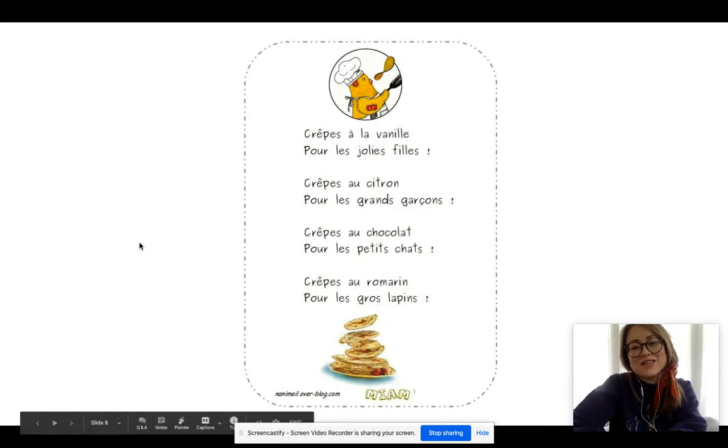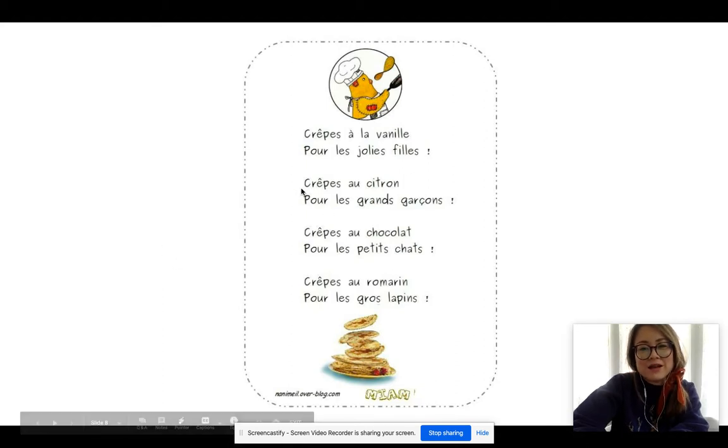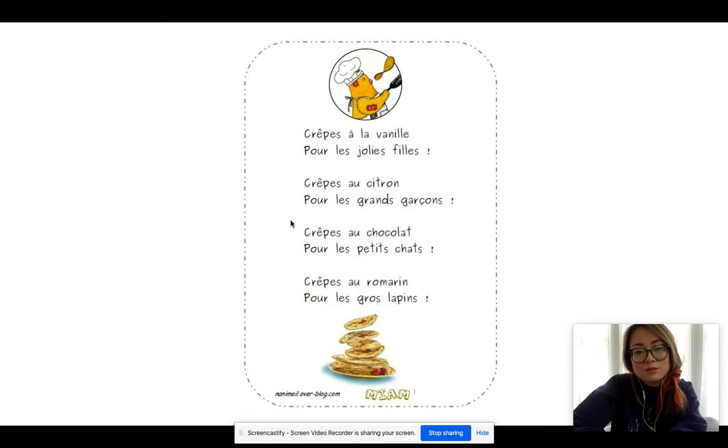All right. Voici un poème pour la Chandeleur. Crêpe à la vanille pour les jolies filles. Crêpe au citron pour les grands garçons. Crêpe au chocolat pour les petits chats. Crêpe au romarin pour les gros lapins. So this is just a cute little poem that I liked. I wanted to include it. And we learned some of these words last year, I think, during our food unit.